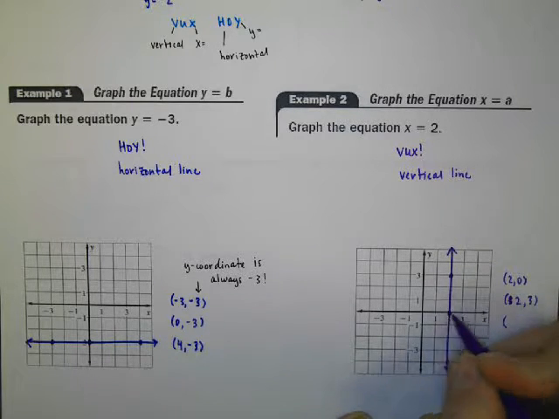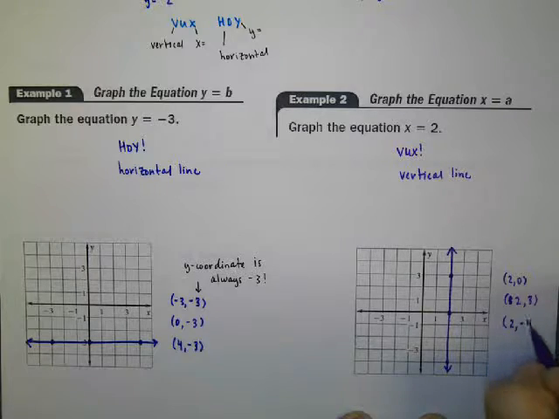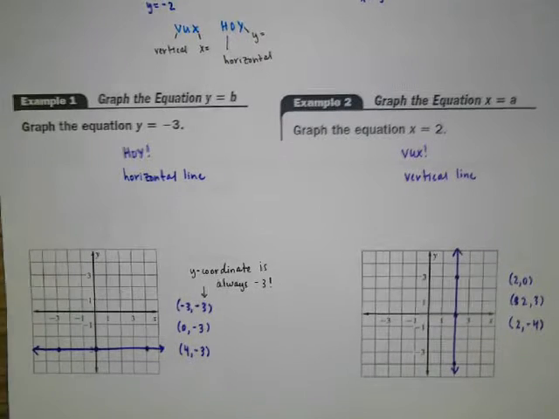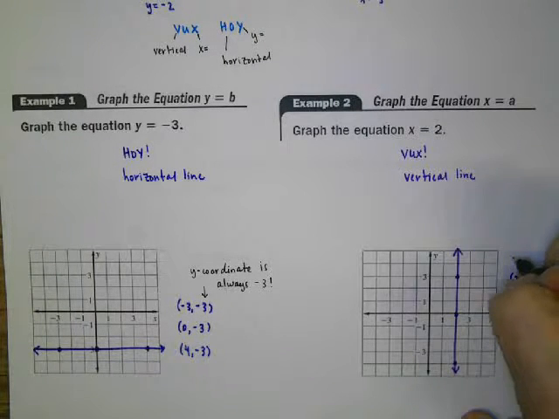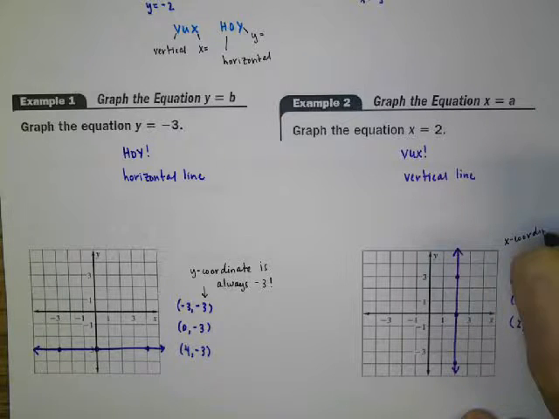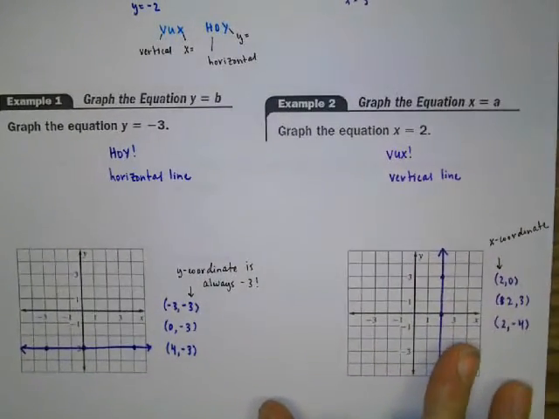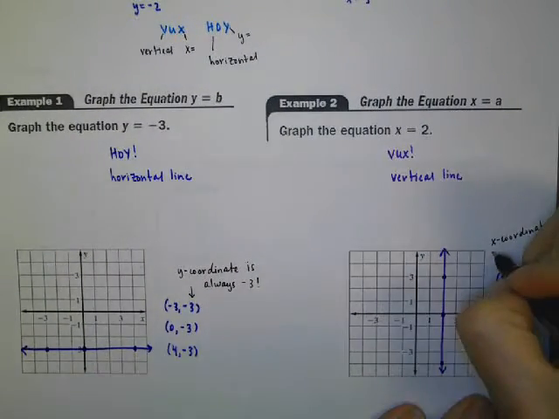And then let's do this one. So I would go right 2, down 4. Again, like my rule, my equation is really a rule here, and it says that my x-coordinate, see, I'm running off the screen a bit here, my x-coordinate is always 2.